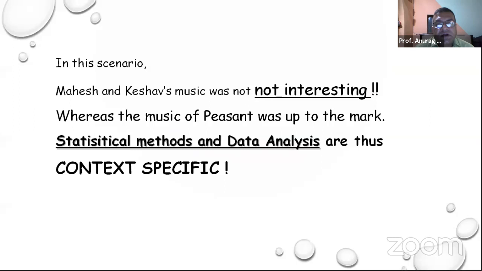It is not that the music of Mahesh and Keshav was not interesting, but the music of the peasant was up to the mark because the cow was familiar with the mooing of small cows and the sound of bees. So statistical methods and data analysis are context specific. With this, I close my presentation.